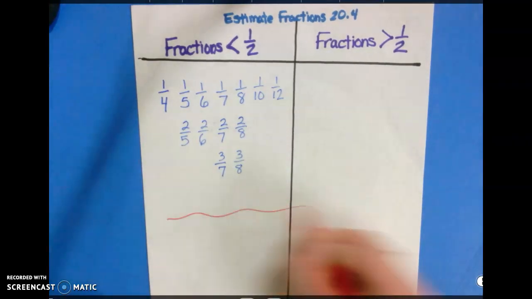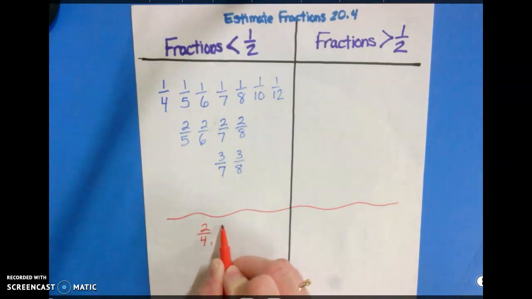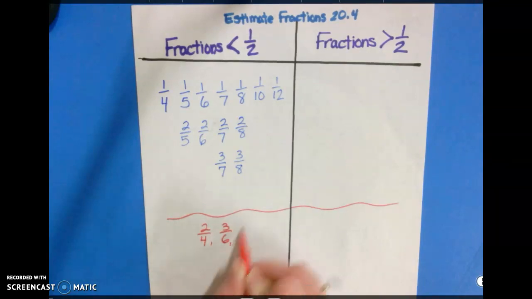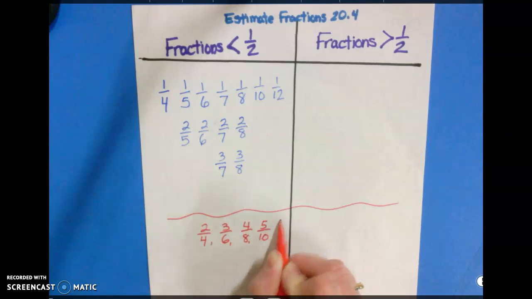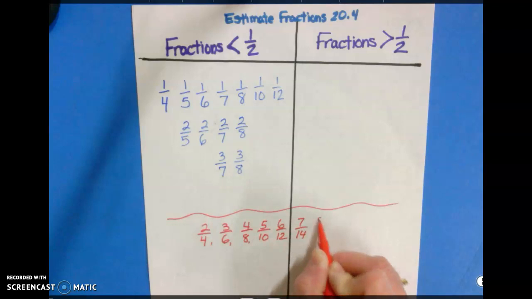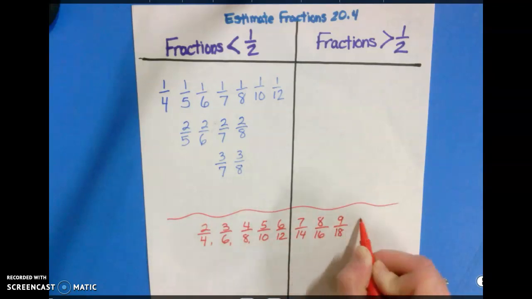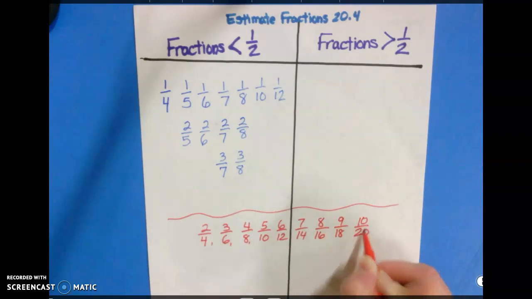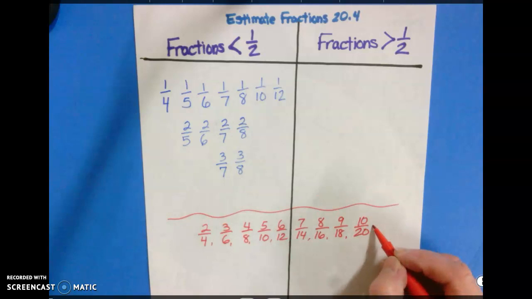So down here, let's list a few automatic half ones. Don't you know that 2/4, 3/6, 4/8, 5/10, 6/12, 7/14, 8/16, 9/18, and 10/20. All of those fractions are exactly half.